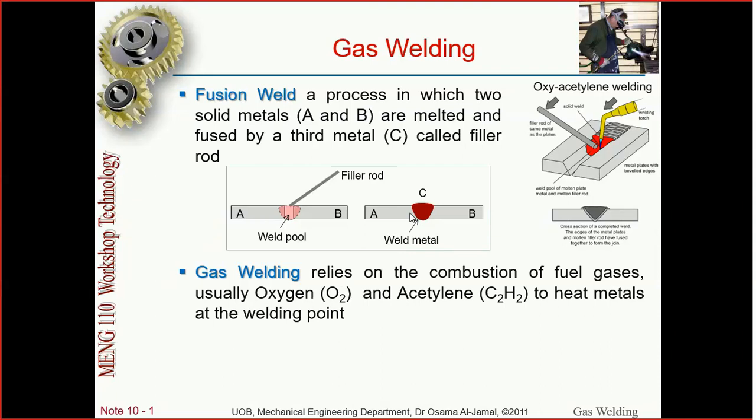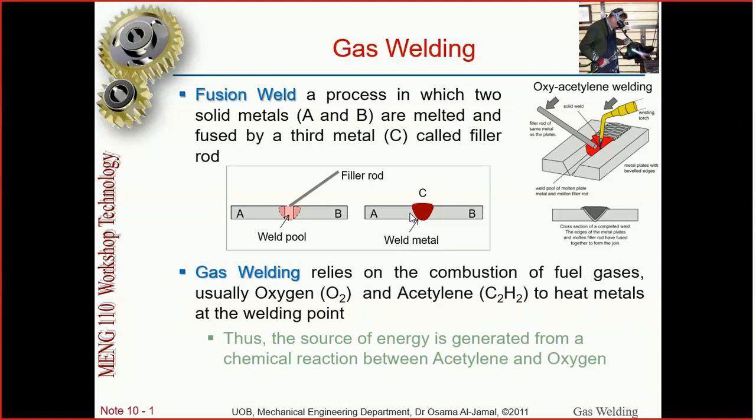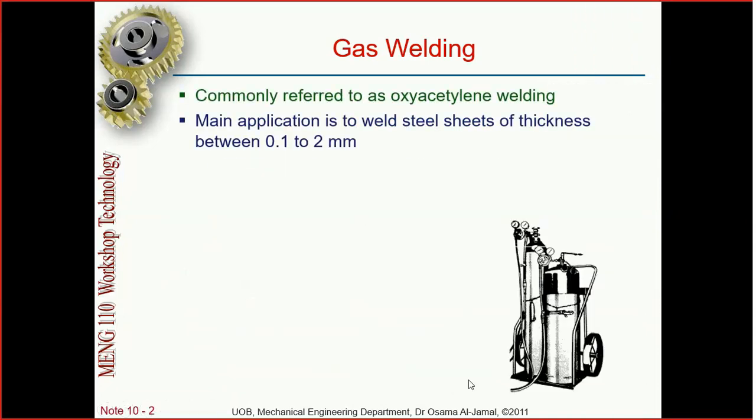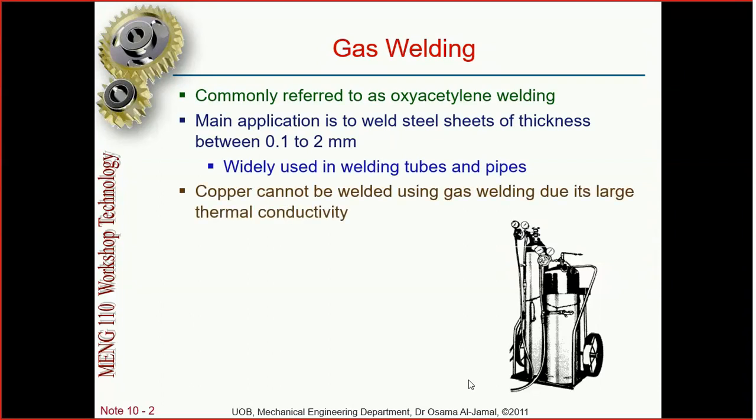So it relies on the combustion of fuel gases like oxygen and acetylene to heat metal at the welding point. The source of energy, how the metal is welded, is the chemical reaction between the acetylene and oxygen. This is the chemical reaction: acetylene plus oxygen will give water plus carbon dioxide plus heat. So it is also referred to as oxyacetylene welding.